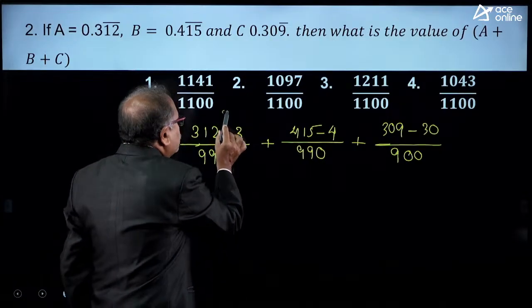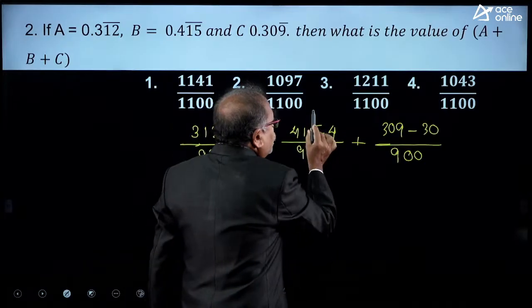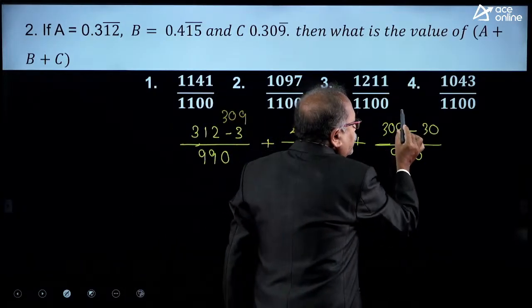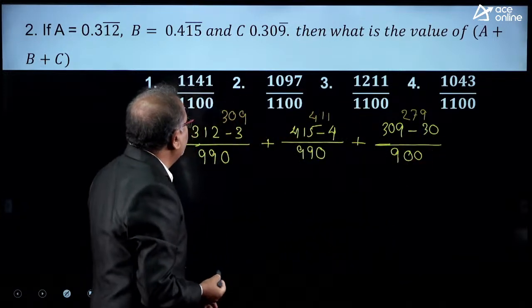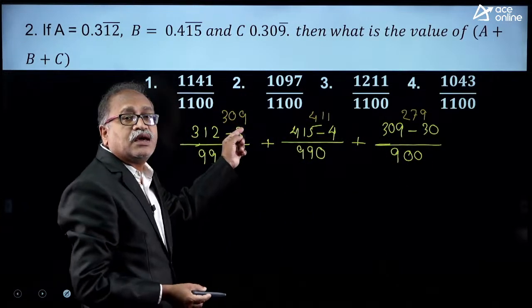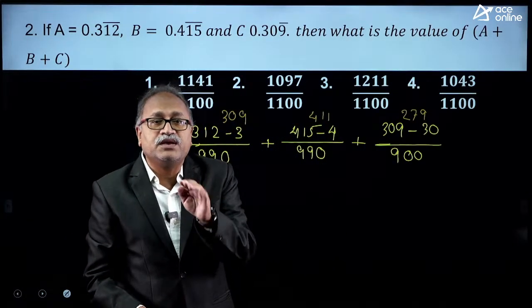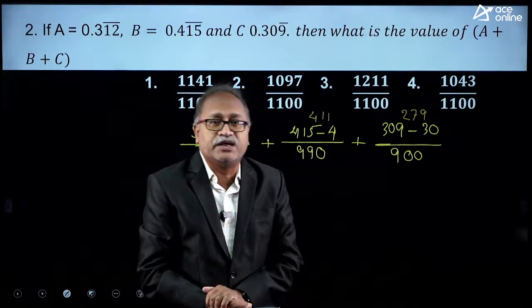Yes, my friends, so now these values are to be simplified, and it is very simple to write down this one. This is 309 I can get over here, this I get 411, and this I get 279. And if you see, this number is getting cancelled by 3, this is getting cancelled by 3, divisibility of 3: if the sum of the digits is divisible by 3, the whole number is divisible by 3.